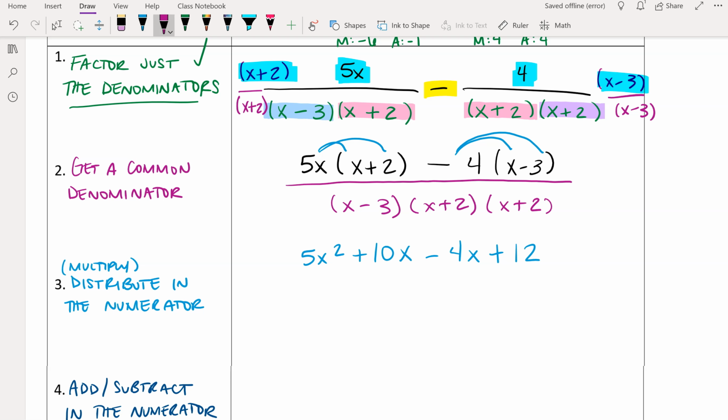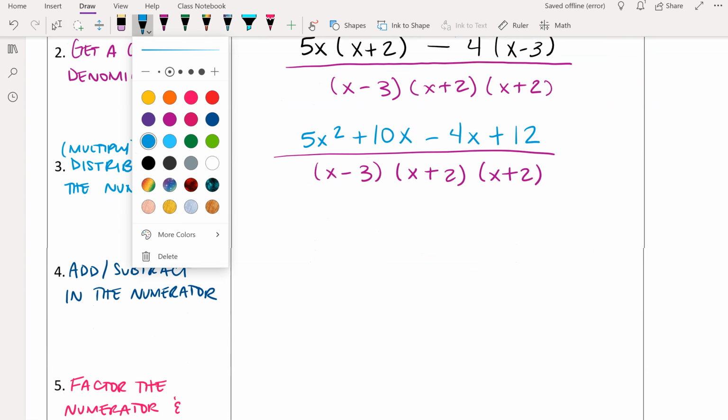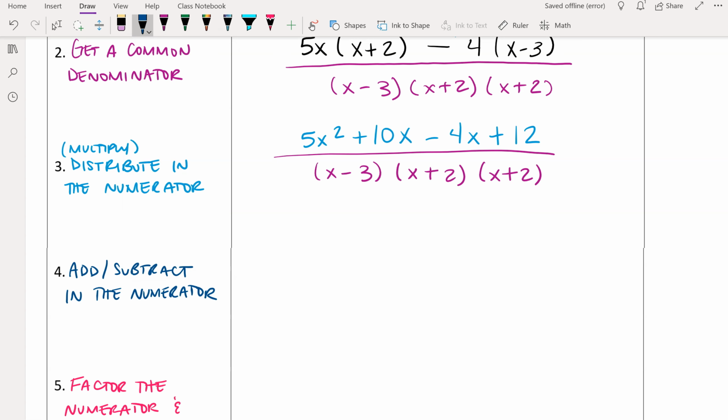All right, our common denominator stays the same, so we still have x minus 3, x plus 2, x plus 2. We could write x plus 2 squared, because there's 2 of them, right? But we actually want to keep our denominator factored, so let's keep it factored for now. You'll see why in a second. Okay, we're done with step 3. We've multiplied or distributed in the numerator. Now we need to go on to step 4, add or subtract in the numerator.